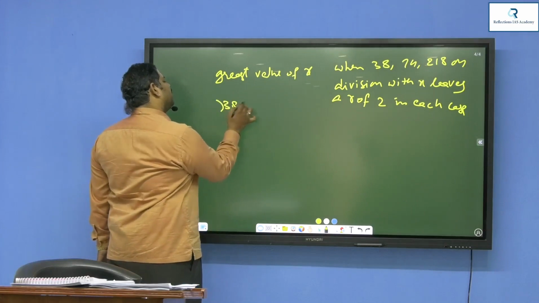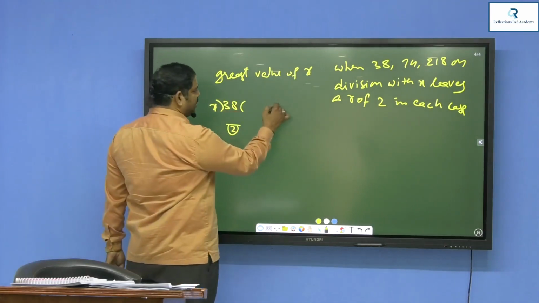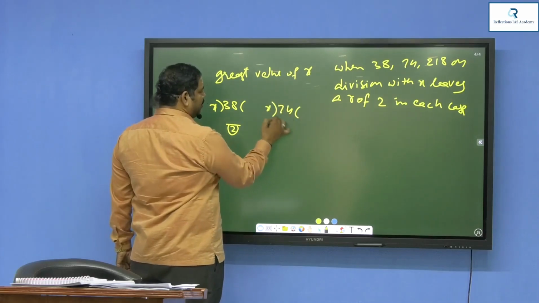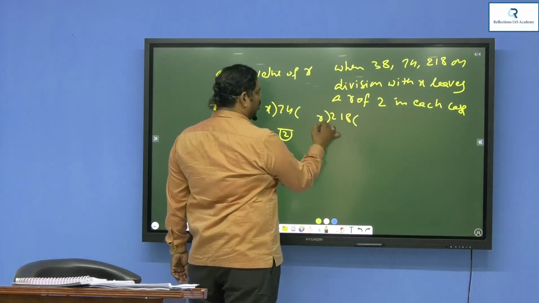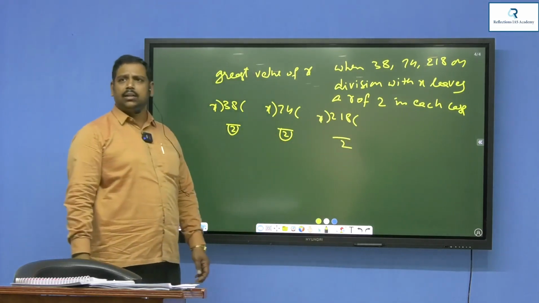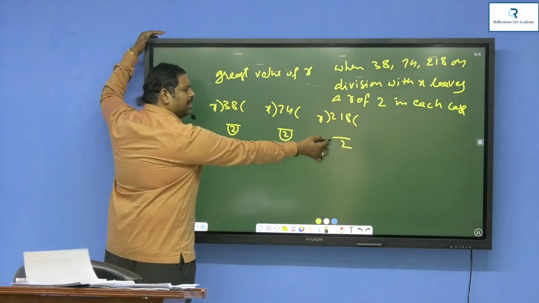38, you are dividing with x, the remainder is how much? 2. Yes or no? What's the next one? 74 on division with x, the remainder is how much? 2. 218 on division with x, the remainder is how much? 2. Right? That's the statement he made. Now tell me, the remainder is 2 in every case.